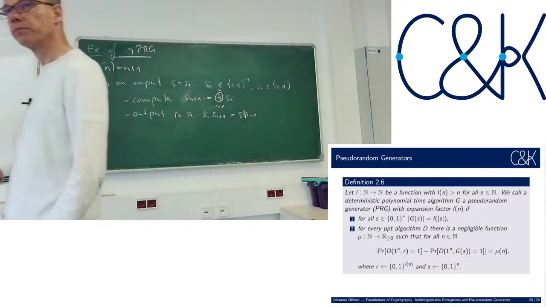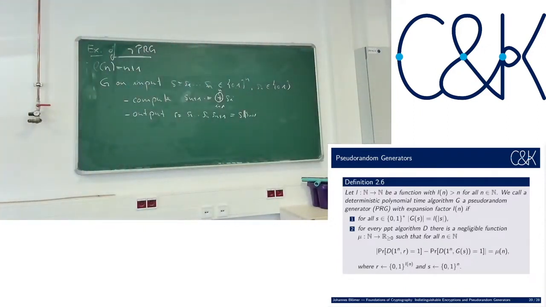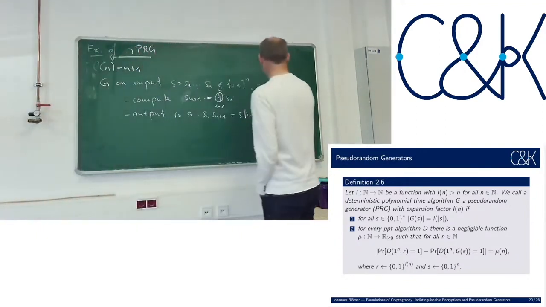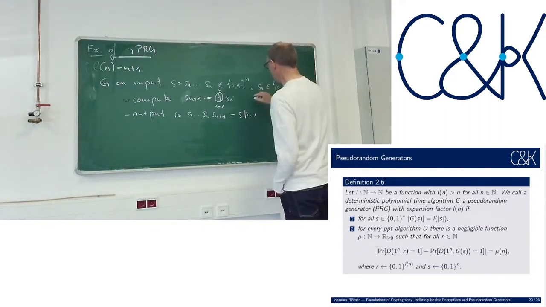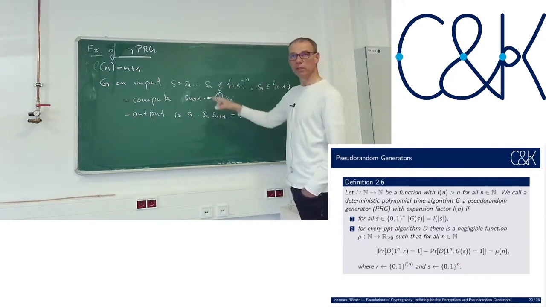What have you written at the end of the second line, after Sn belongs to here? Yeah, Si. The Si are the individual bits of S.